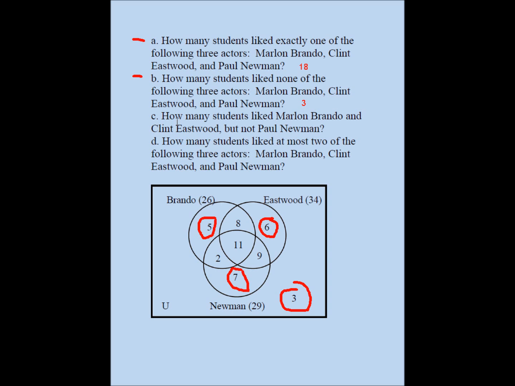That's an easy one. How many students like Brando and Eastwood but not Newman? That has to be 8. 8 people like Brando and Eastwood. They belong to those 2 circles, but they don't belong to the Newman circle, so they don't like Newman. So this is 8.